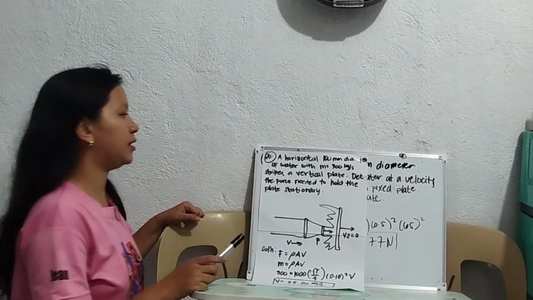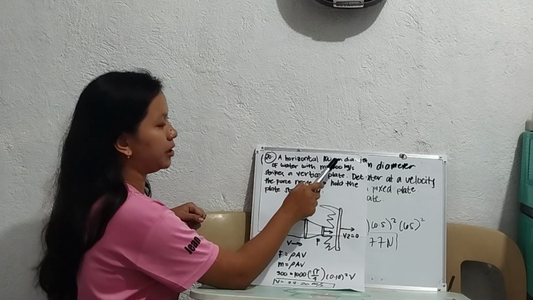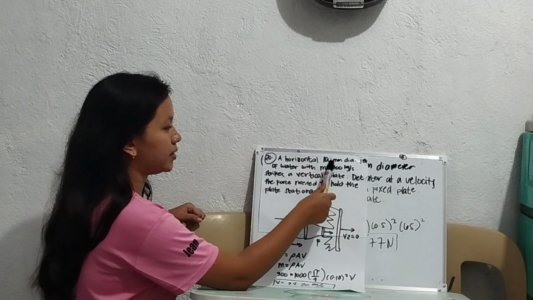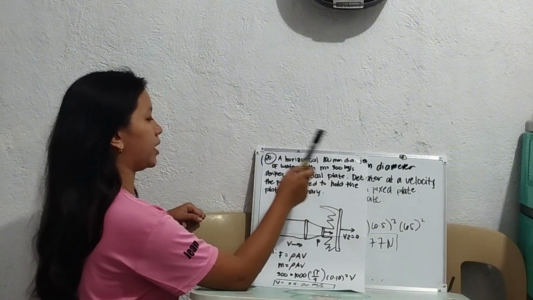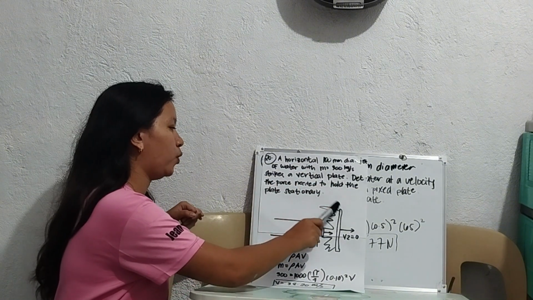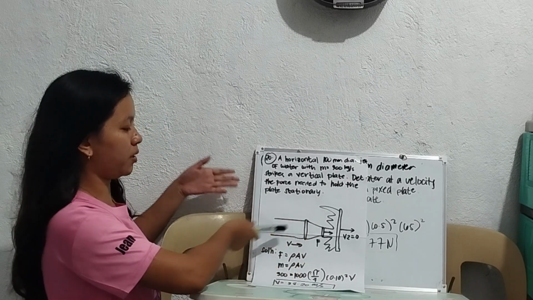For number 20, a horizontal 100 millimeter diameter jet of water with mass equals 300 kilogram per second strikes a vertical plate. Determine the force needed to hold the plate stationary. So this is our figure.